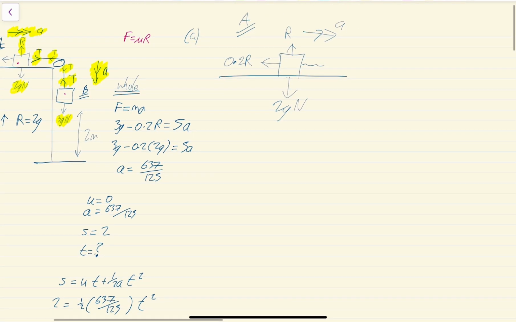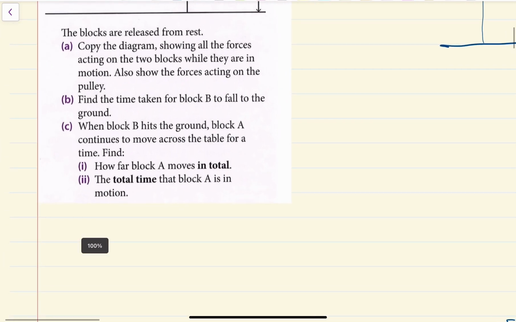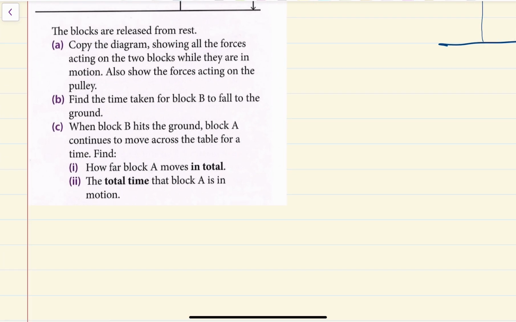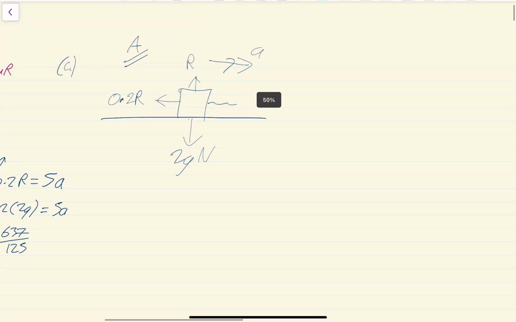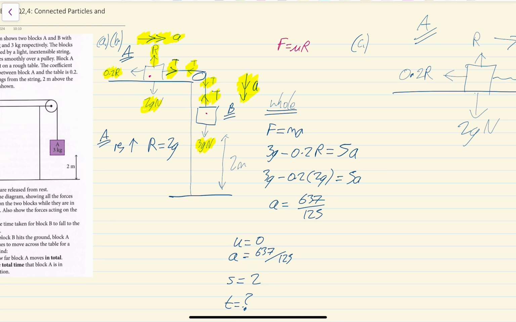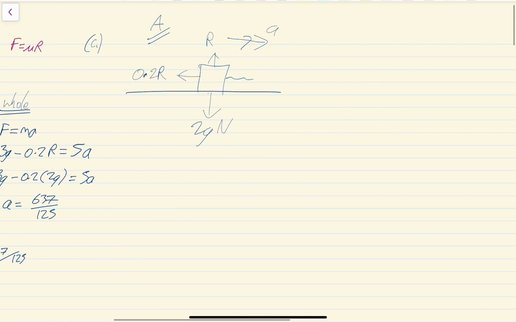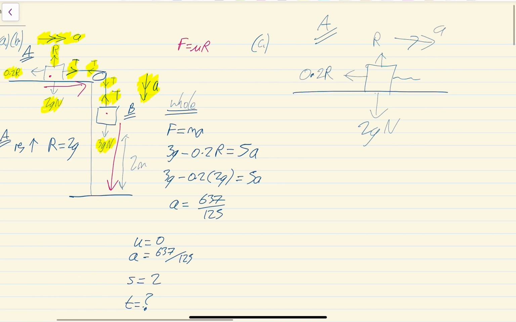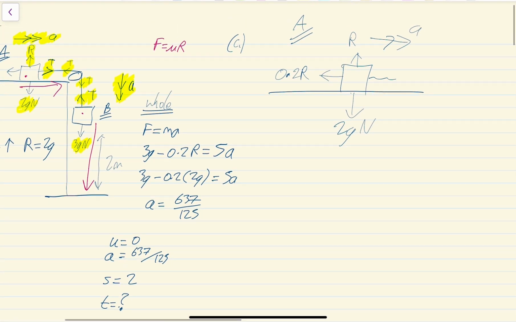And I needed that to be able to do part C. Part C, the situation changes. Part C says, when block B hits the ground, block A continues to move across the table for a time, and then find how far block A moves in total, and the total time that block A is in motion. Okay, so you imagine what's happened. This block A has moved 2 meters further along. So it's already moved 2 meters, and we've just worked out it's already moved for 0.89 seconds.